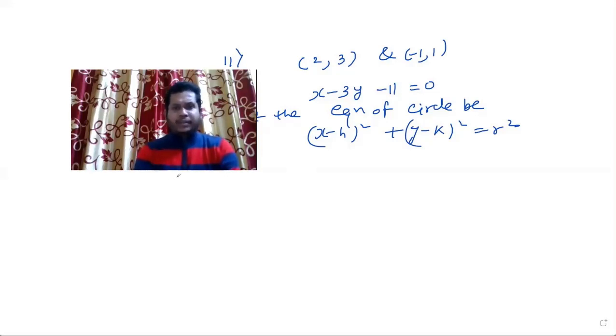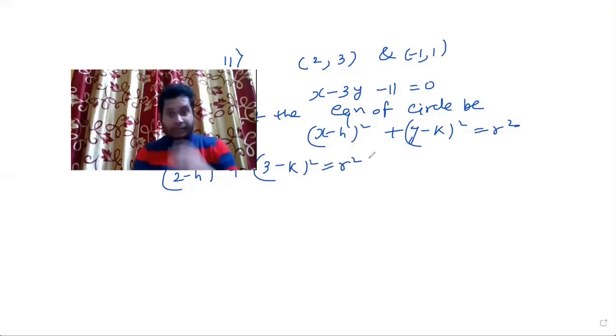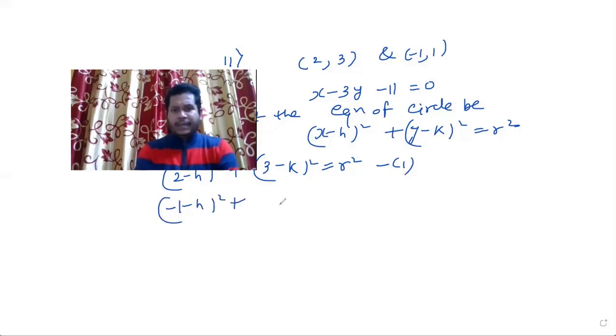For the first point, we get (2 minus h) whole square plus (3 minus k) whole square equal to r square, right? So this will be our first equation. Now let's substitute the second one. So it will be (minus 1 minus h) whole square plus (1 minus k) whole square equal to r square. Let's mark it as equation number 2.